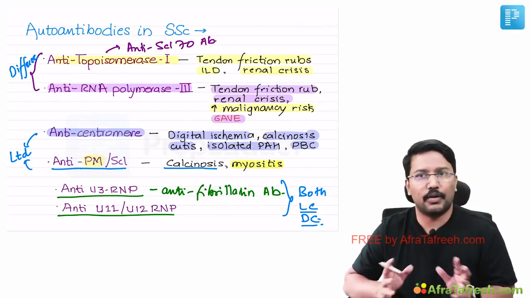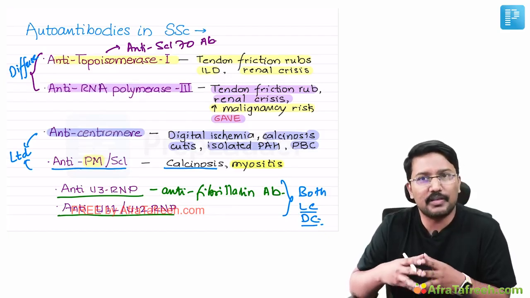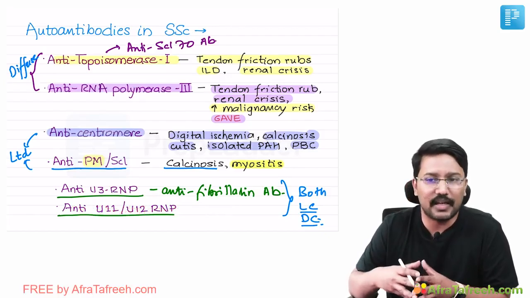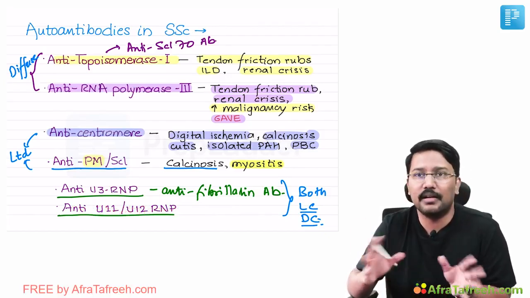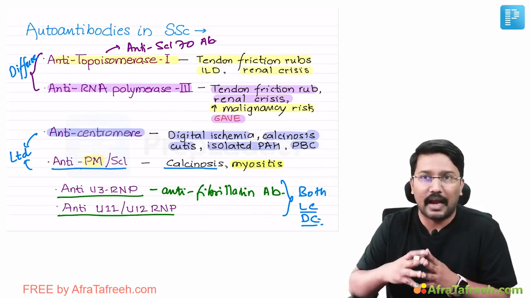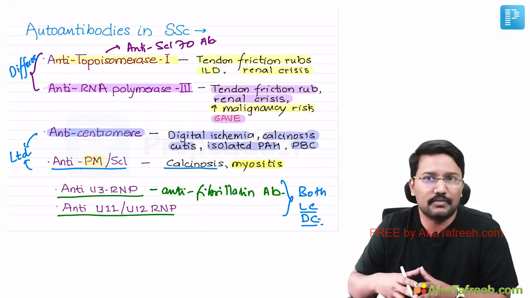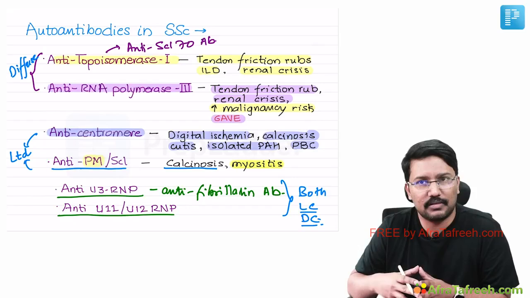I hope I have helped you to remember these points. Diffuse cutaneous: anti-topoisomerase 1, which is also known as anti-DNA topoisomerase 1 or anti-SCL70, and anti-RNA polymerase 3. Diffusely distributed. Anti-centromere, limited occupancy inside the cell, associated with limited cutaneous. Anti-PM-SCL, associated with myositis.